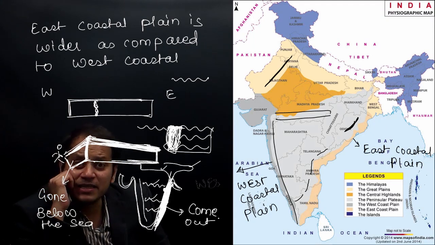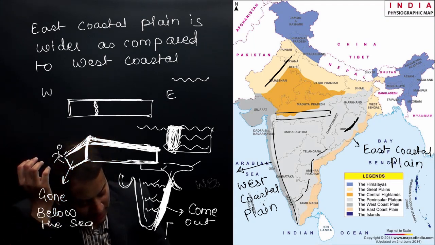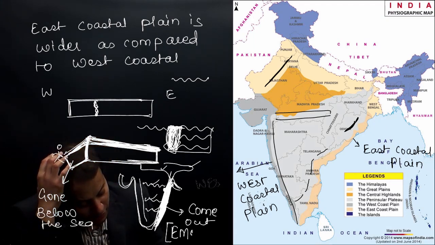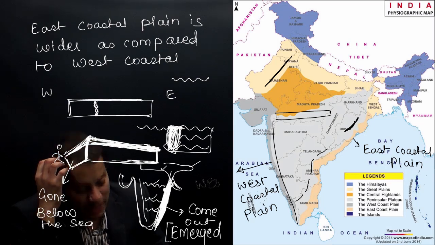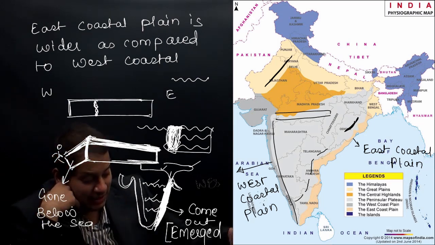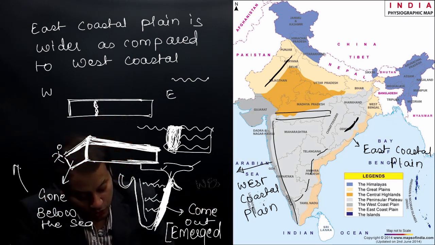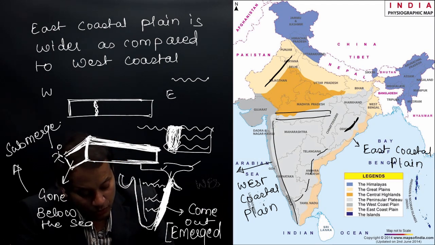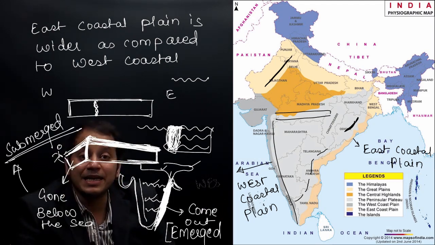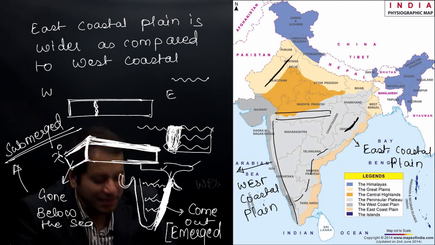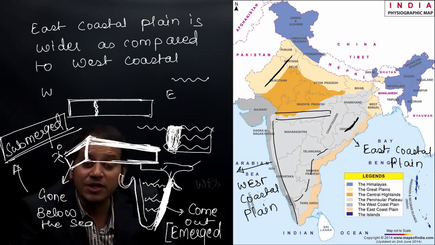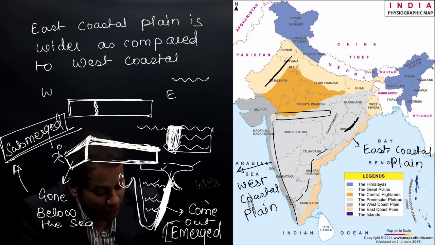So can we say when the land has come out, the east coastal plain is an example of an emerged coast, while the west coastal plain, because the land has gone below, is an example of a submerged coast. Remember, the west coastal plain, except for some parts, is an example of a submerged coastline. The east coastal plain is an example of an emerged coastline.